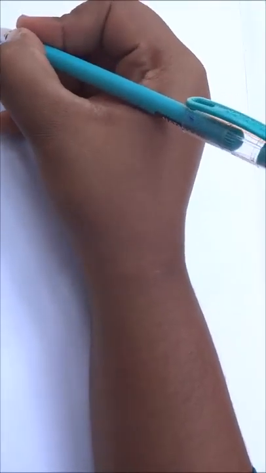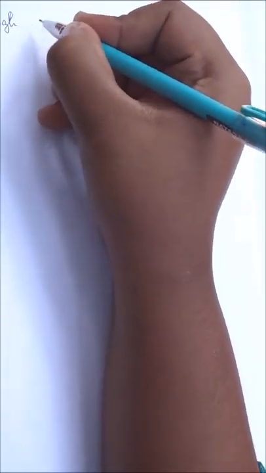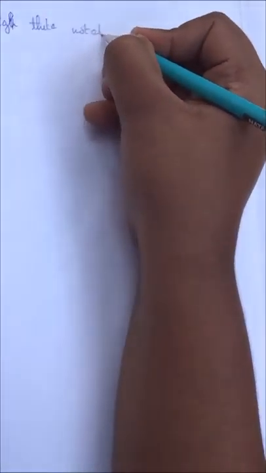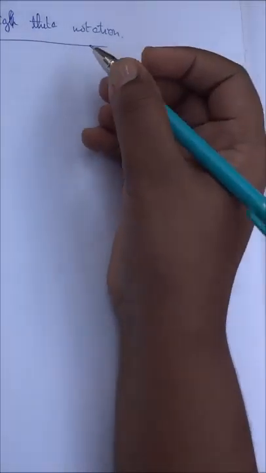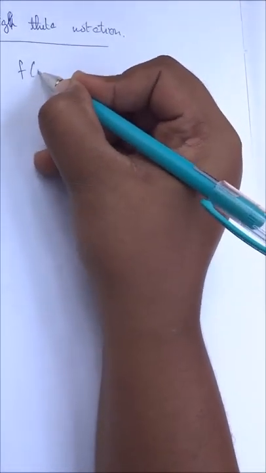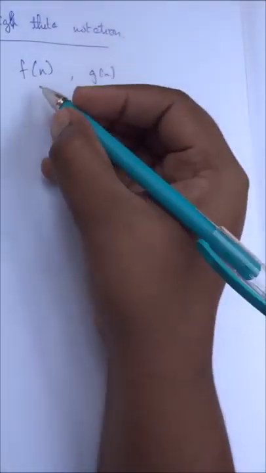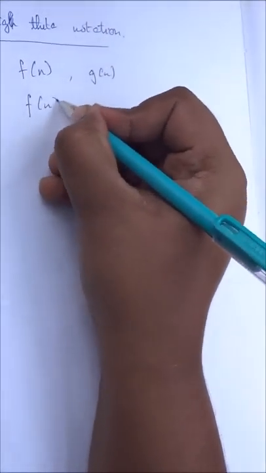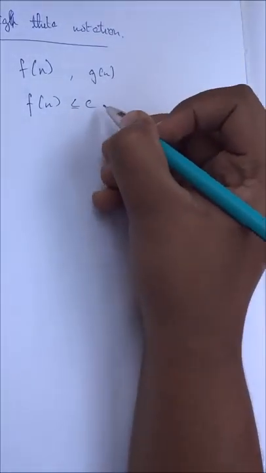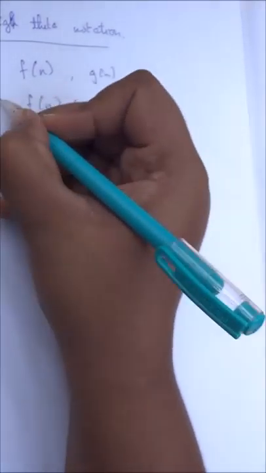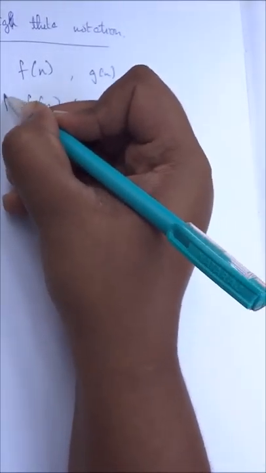Now let us see about big theta notations. For big theta notations, we have two equations. Let's consider f of n and g of n. The notation is represented as f of n should be greater than or equal to a constant multiple of g of n, or it can be less than or equal to the same equation.